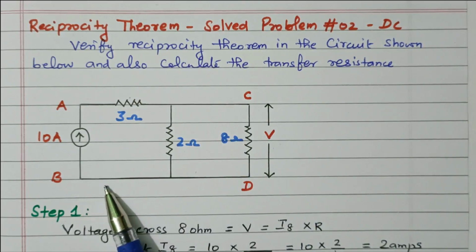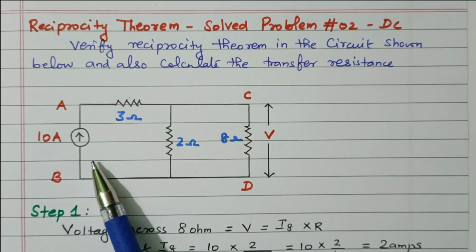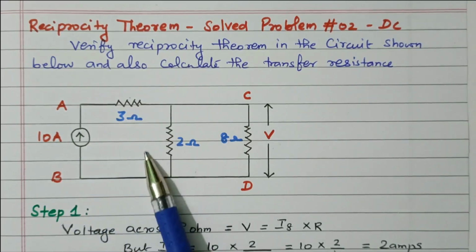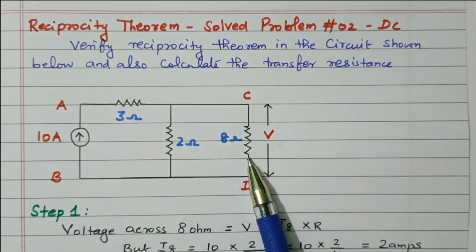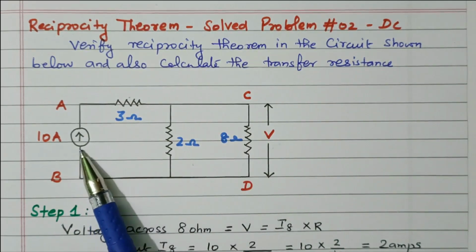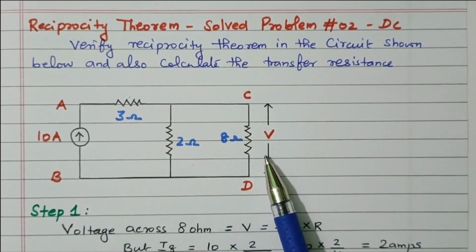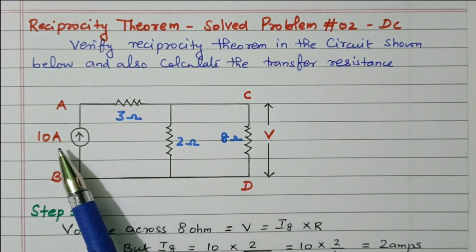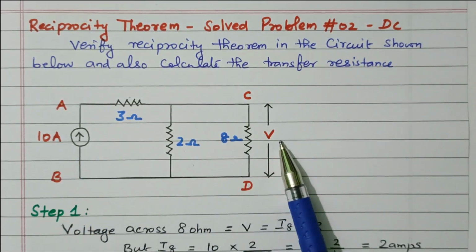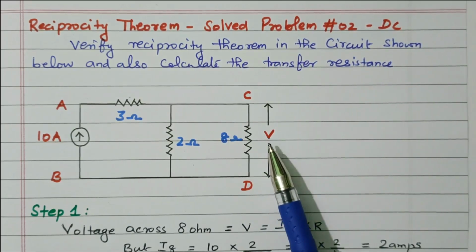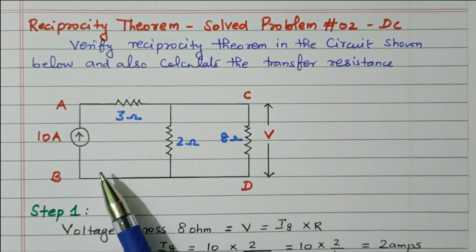The reciprocity theorem is nothing but this: the current source is available in branch 1, and we are going to find the voltage in the second branch. According to the reciprocity theorem, the current source in branch 1 is transferred to the second branch. While transferring, the voltage in the second branch will be reflected in the first branch. So that is the reciprocity theorem, right?